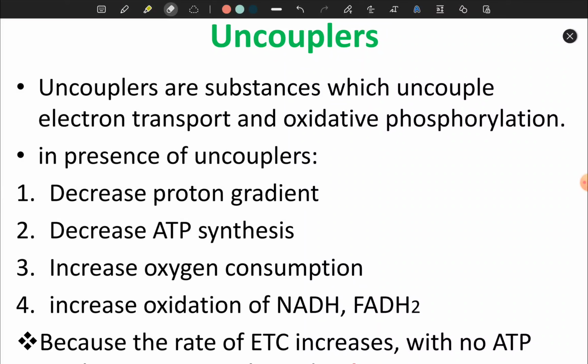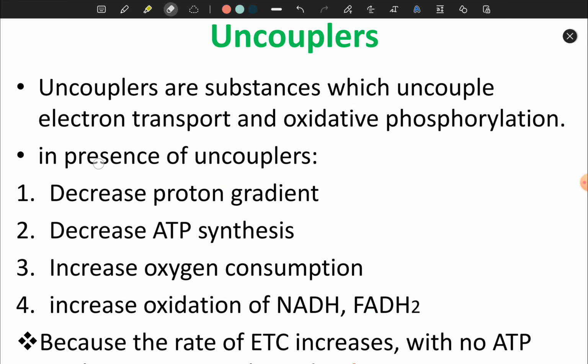An inhibitor stops the whole process, but an uncoupler separates the two parts. Electrons are still flowing, but there will be no ATP generation. Examples: substances which uncouple electron transport from the phosphorylation of ATP.